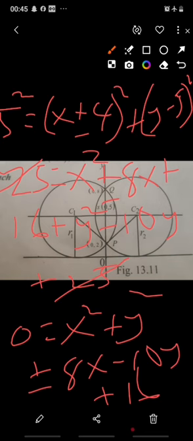Now we say equation of the two circles because of this plus or minus, because I can decide to write 0 is equal to x squared plus y squared minus 8x minus 10y plus 16, or 0 is equal to x squared plus y squared plus 8x minus 10y plus 16. So I can just split them into two. So that would be all for equations of two circles touching 2 points on a line.